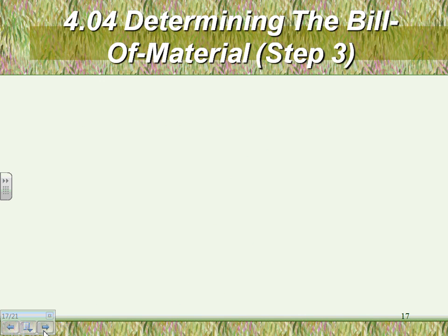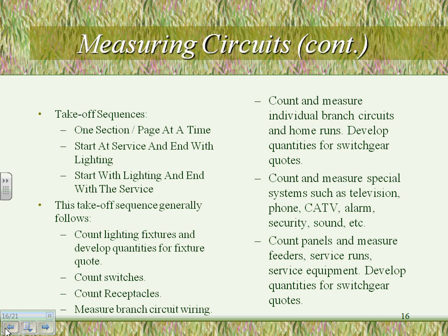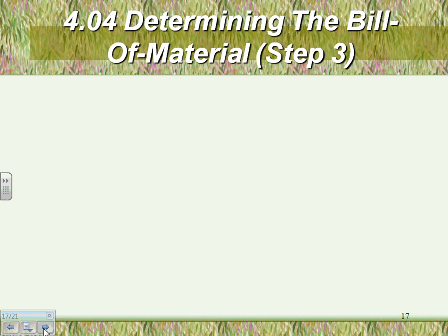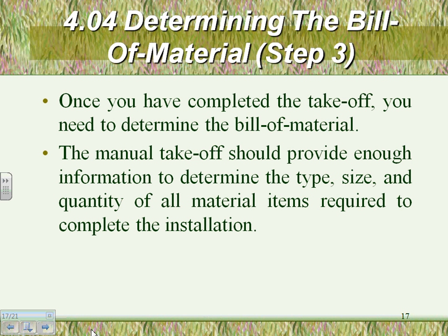Okay, step number 3, determine the bill of material. Once all this stuff has been taken off, you put it in a sheet and it becomes your bill of material. As you do your takeoff, you need to be able to determine enough information for the type, the size, and the quantity of every single piece of equipment.